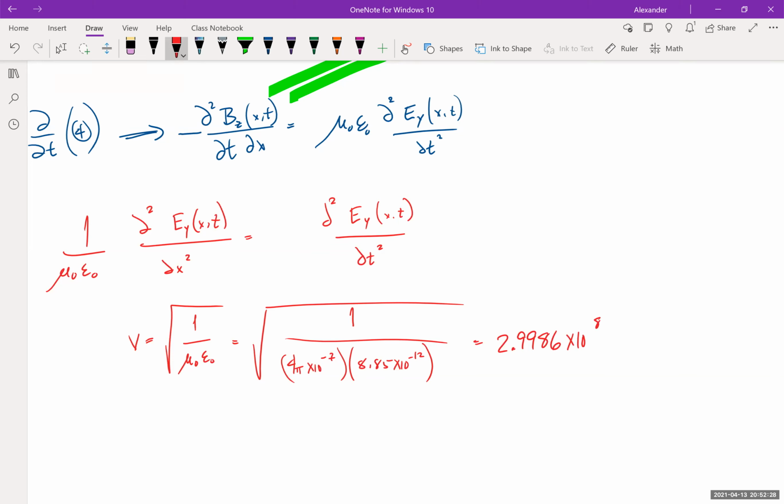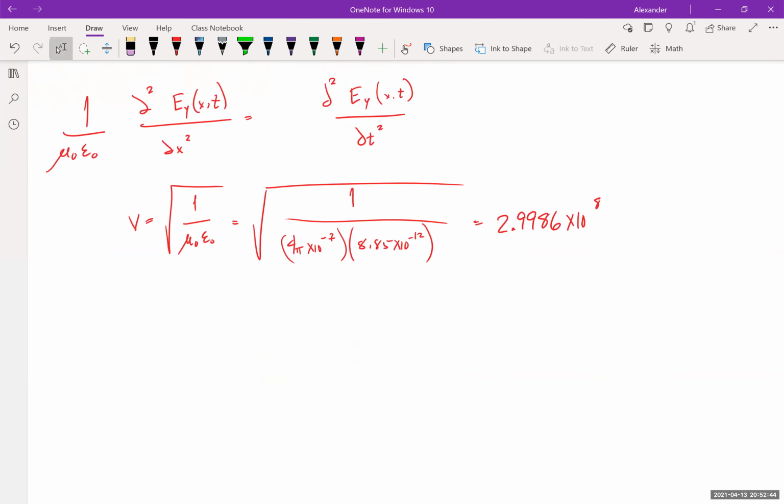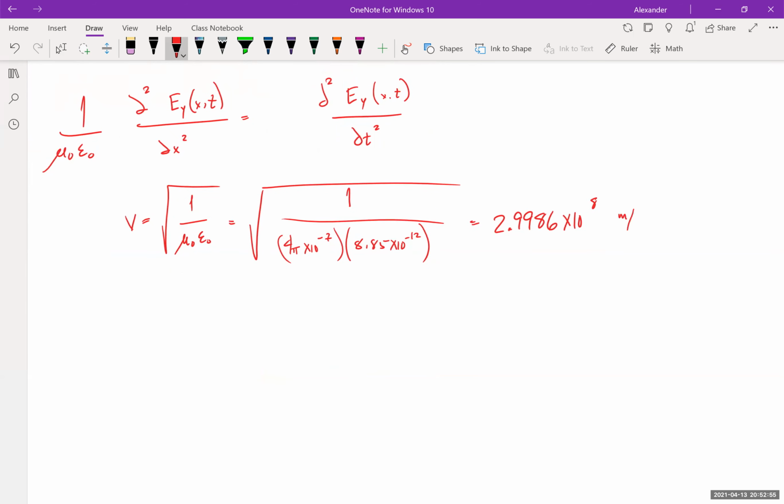Hold on. What are the units for this thing? I mean, it's labeled V, but my heart is racing. This is a wild result. What are the actual units? Meters per second, or at least some distance. I guess, yeah, meters per second, because it's a speed.